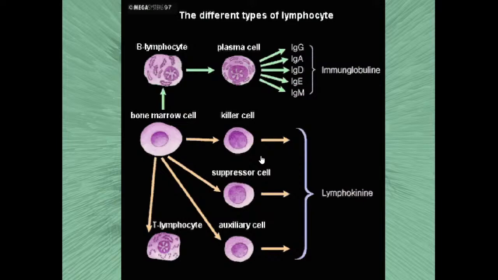T lymphocytes after the development in the bone marrow then will migrate to the thymus and the differentiation into the different subclasses like the T killer cells, T suppressor cells, and the auxiliary cells will continue inside of the thymus gland.